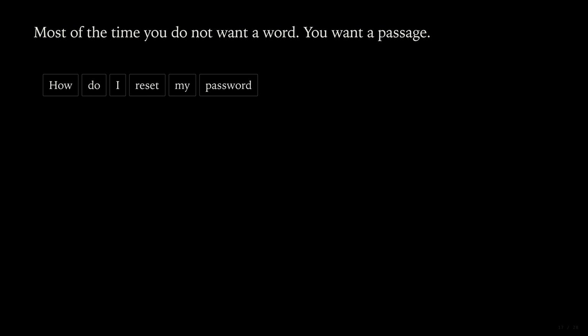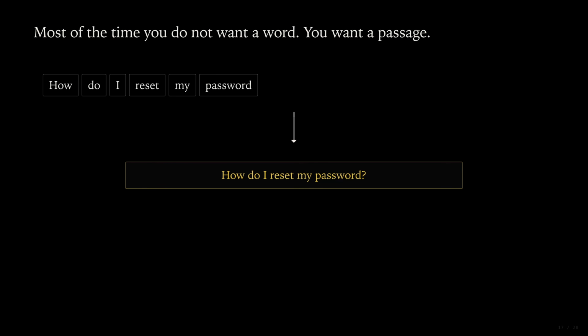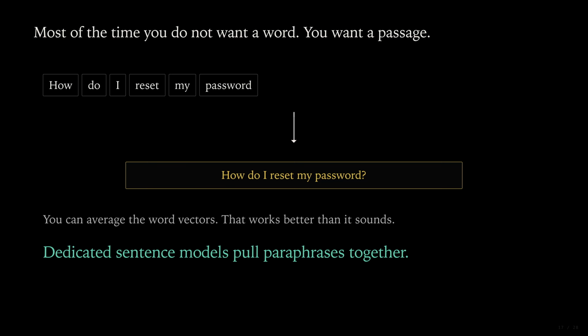Most of the time, you do not want a word. You want a sentence, or a paragraph, or a chunk of a document. You can average the word vectors, and that works better than it sounds. Dedicated sentence models do a better job, because they were trained to pull paraphrases together and push unrelated sentences apart. That is the vector you actually store when you build a search index. One point per passage, not one point per word.